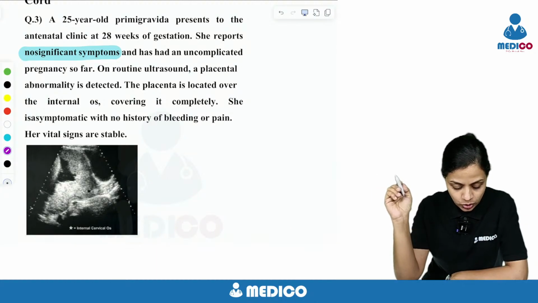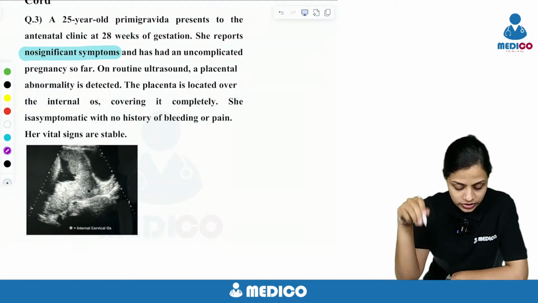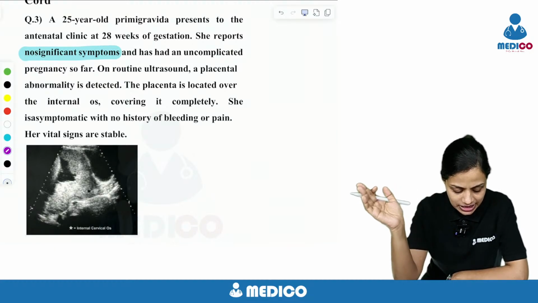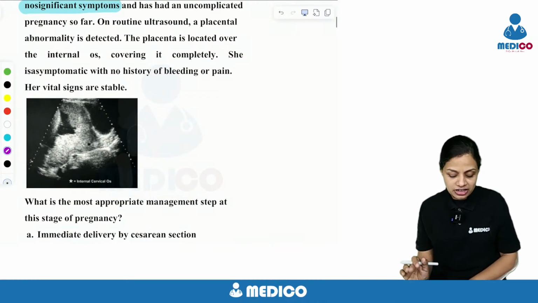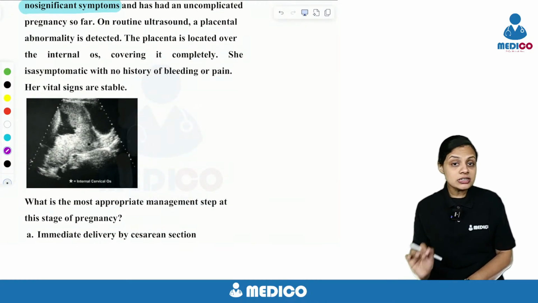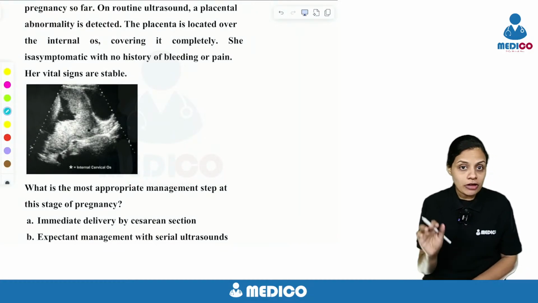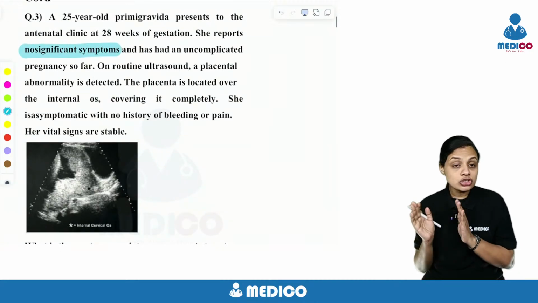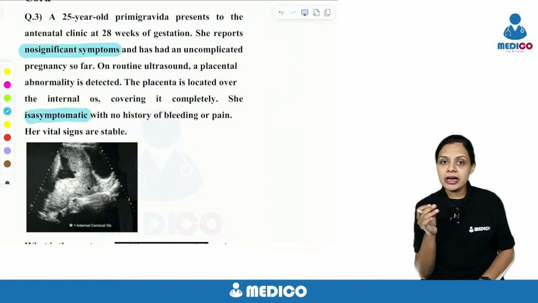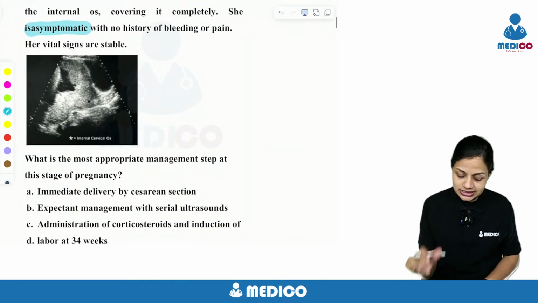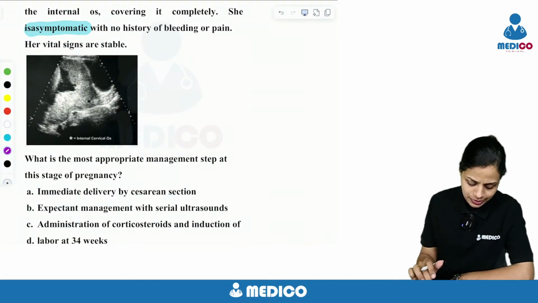On routine ultrasound, a placental abnormality is detected. The placenta is located over the internal os, covering it completely. She is asymptomatic with no history of bleeding or pain. Her vitals are stable. What is the most appropriate management at this stage of pregnancy? A few things that you have to note here is that she has got no symptoms. She is asymptomatic. That is very important in the management of this case. Her vital signs are stable. So here, what is your management at this stage of pregnancy?